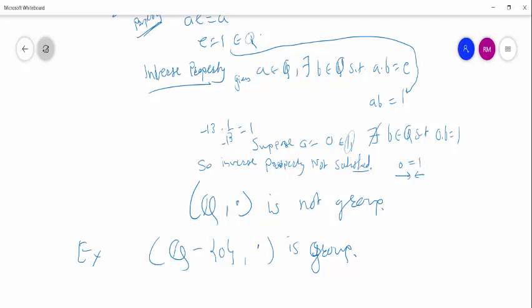Here we were facing a problem about 0, but we have given a set in which 0 is not there. This is also written as Q star. Similarly, R star, the set of real numbers minus singleton 0, all real numbers except 0, is also a group under multiplication.